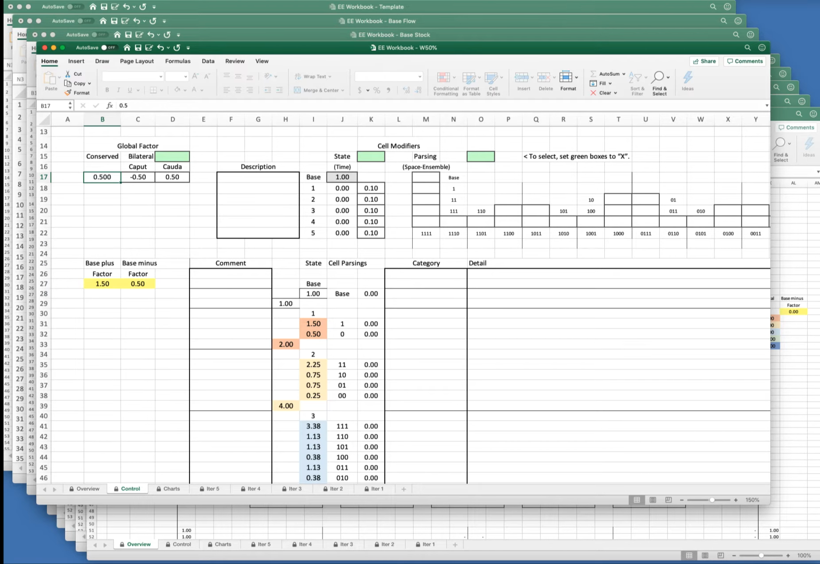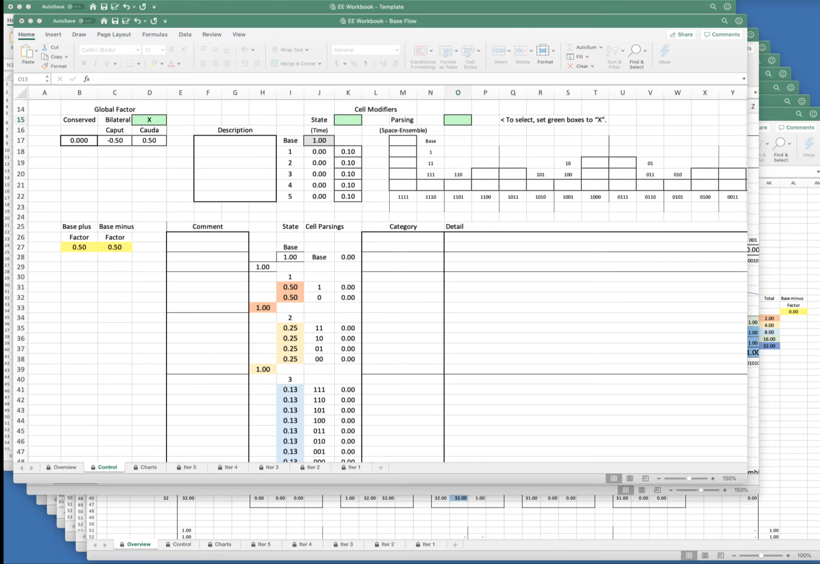As an alternative to the conserved selection, and as specifically intended for the initial baseflow worksheet, selection of the bilateral field with an X and entry of the caput and cauda fields with any amounts as desired by the user adds and subtracts the amounts as before for processing. Using the amounts of minus 0.50 for caput and 0.50 for cauda populates the iteration fields with the correct probabilities for the microstates of the distribution.